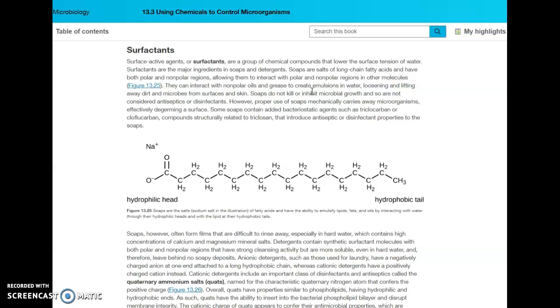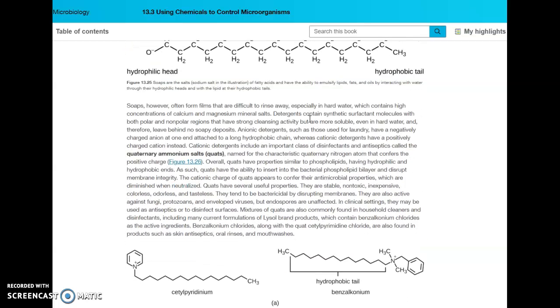They're not necessarily considered antiseptics or disinfectants because they don't directly kill microbes or inhibit microbial growth. However, they can be considered degerming agents because they're physically lifting and carrying away the microorganisms. Some soaps have had bacteriostatic or bactericidal agents added to them, and so those would be considered disinfectants.